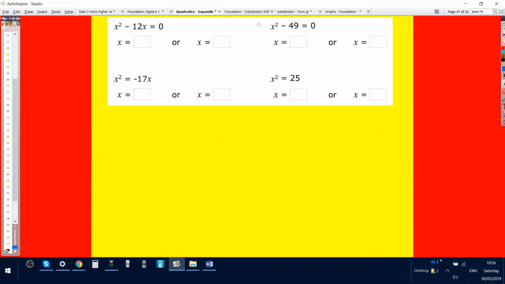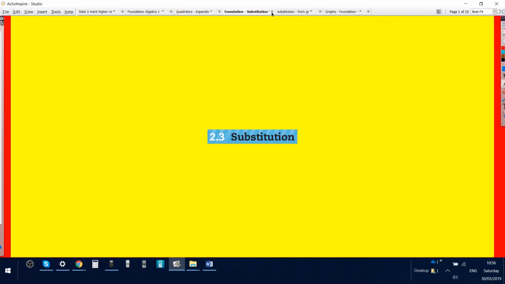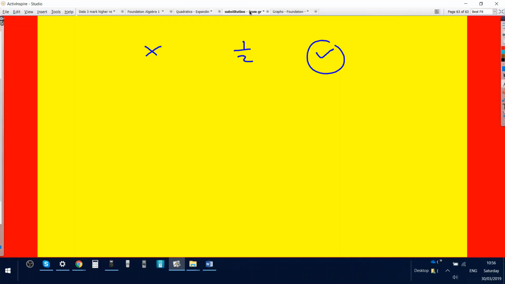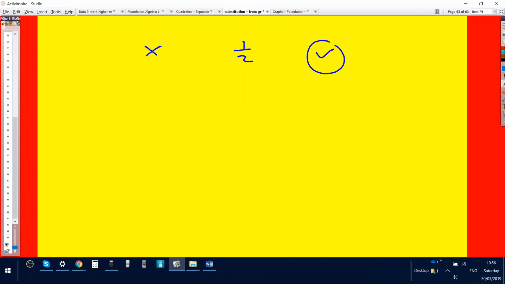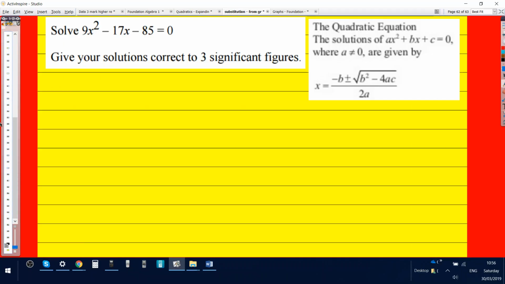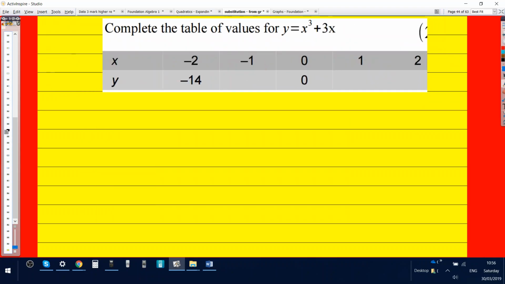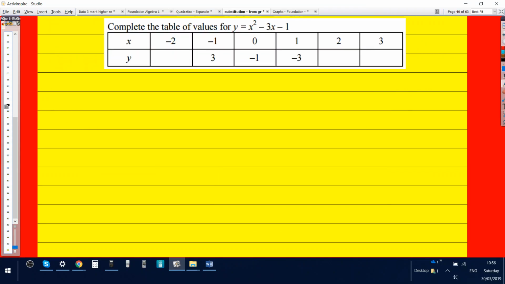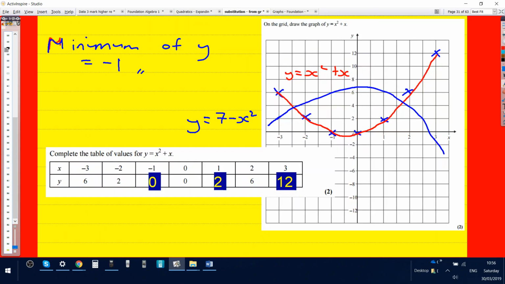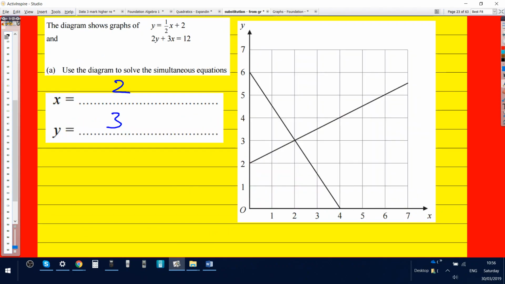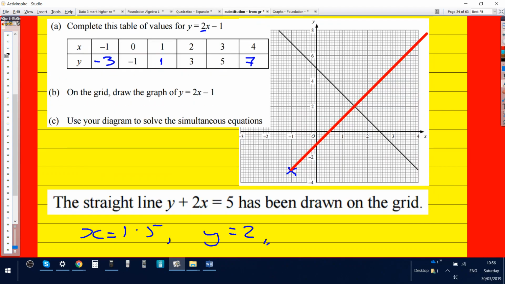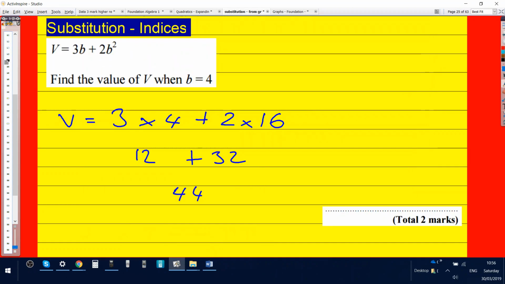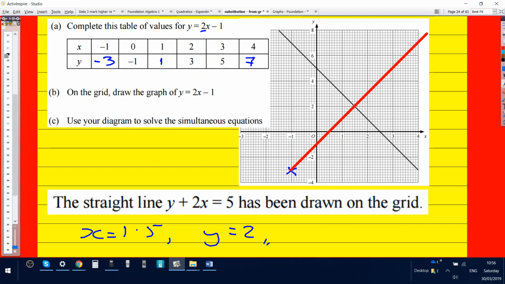Factorizing, you're good for. Substitution, it's not good. Let me just see, was there anything in there? When we're finding the minimum, how do we find the minimum? The minimum would be the lowest y coordinate possible. If it was a curved line, it'd be where the lowest bit of that line would be. So you use the curve, not the table, because it might be halfway or something.